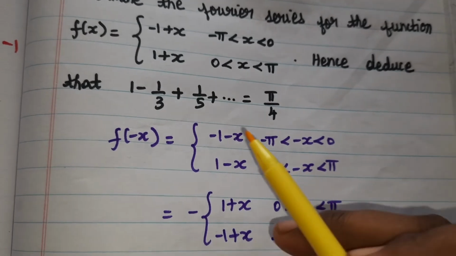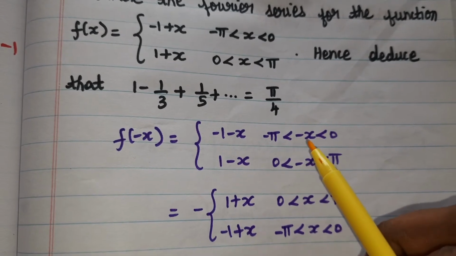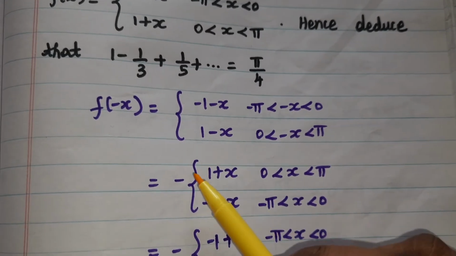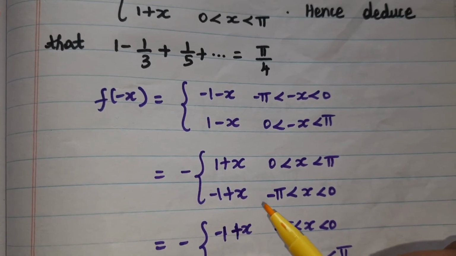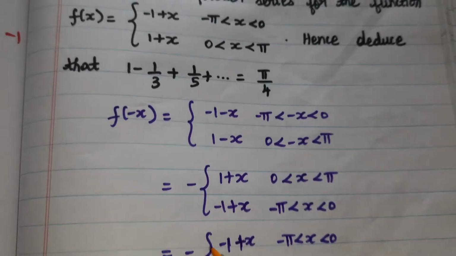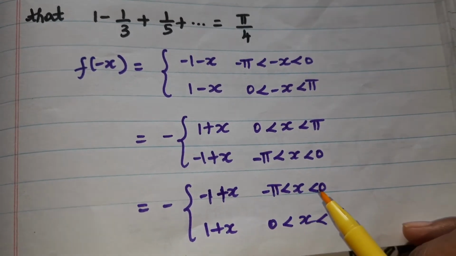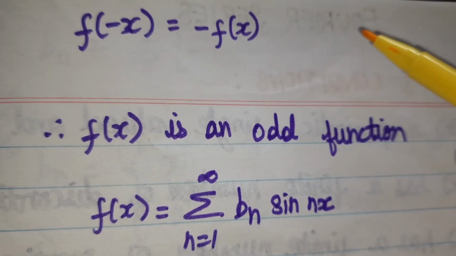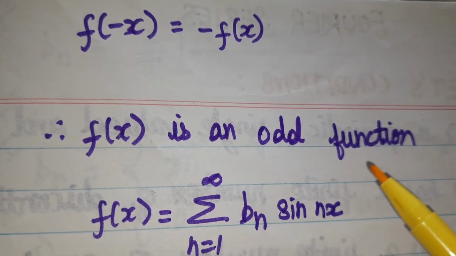Here substitute x equal to minus x, therefore f of minus x equals minus 1 minus x for minus pi less than minus x less than 0, and 1 minus x for 0 less than minus x less than pi. So take minus as common, therefore 1 plus x for 0 less than x less than pi, and minus 1 plus x for minus pi less than x less than 0. Therefore minus of minus 1 plus x for minus pi less than x less than 0 and 1 plus x for 0 less than x less than pi, which is equal to minus of f of x. Therefore f of minus x equals minus f of x. Therefore f of x is an odd function.